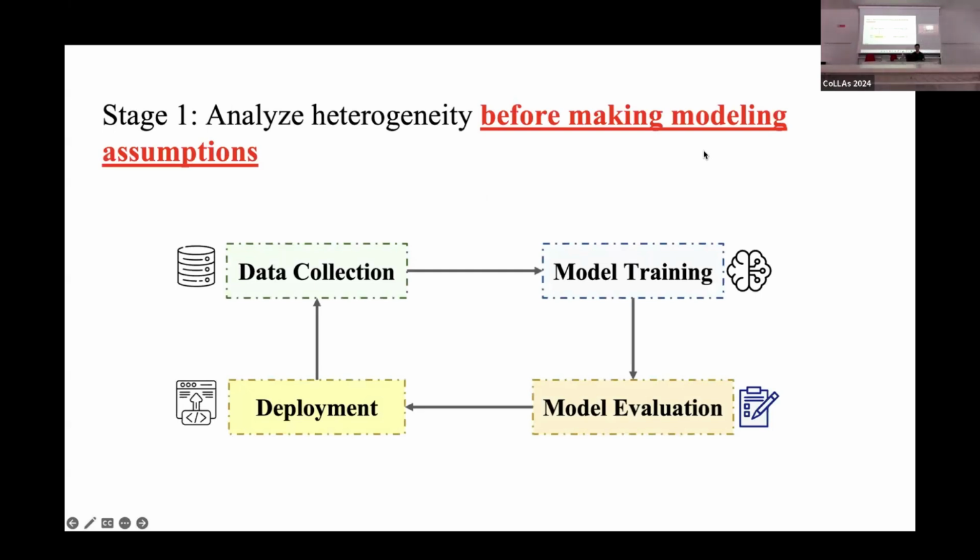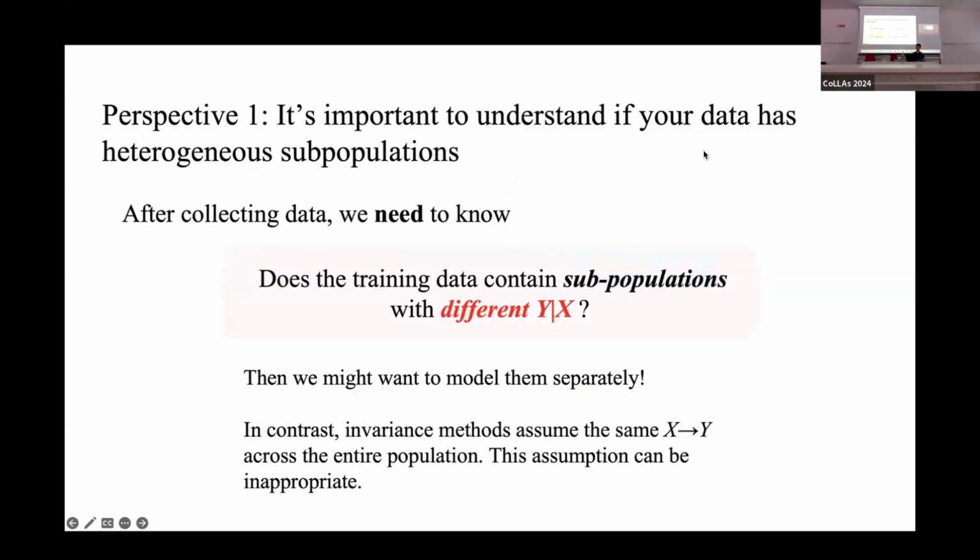For a systematic view of the machine learning pipeline, we specify 4 stages. For stage 1, we would like to analyze data heterogeneity before making modeling assumptions. That is, after we have collected data, we have to analyze the properties of our data before we build our model and before model training.